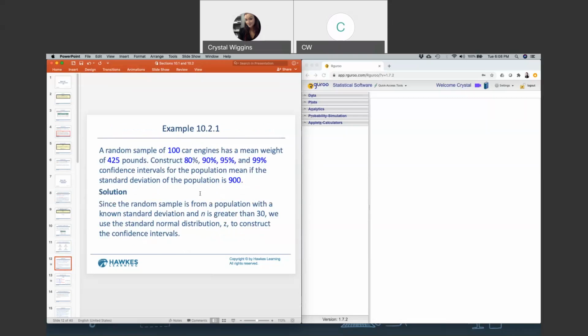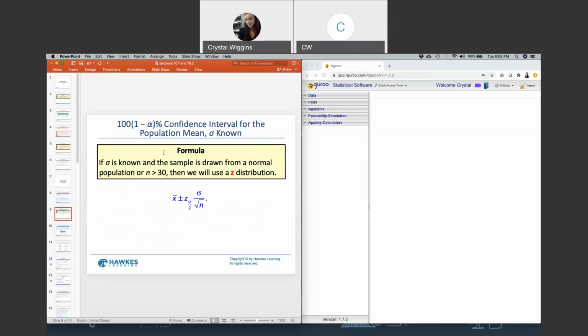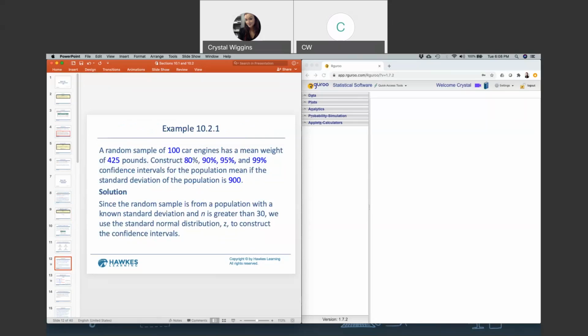Okay, so we have to get comfortable now with checking whether we are going to use a Z distribution or whether we are going to use something that we're going to introduce, which is called a T distribution. So remember the criteria for the Z, let's go back. Criteria for Z is that we either know the standard deviation of the population or our sample size is bigger than 30. Okay, so standard deviation of the population is 900 and our sample size is bigger than 30, so we are good on both fronts, definitely using a Z distribution.